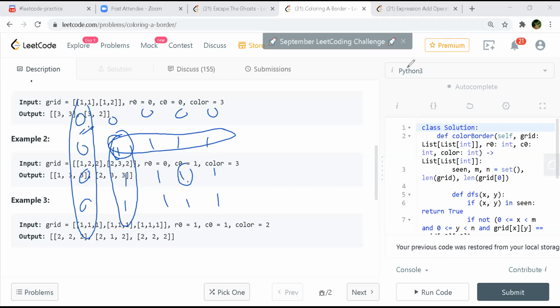So for example, they're giving the row and a column, and suppose they give a row and column which has the value 1. So we have to look for all the ones that are connected to that one, like a connected component, and color it with the given color if they are on the border. Is that right? Of the same color. Yeah.